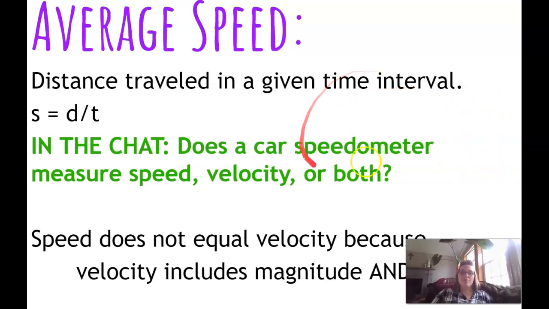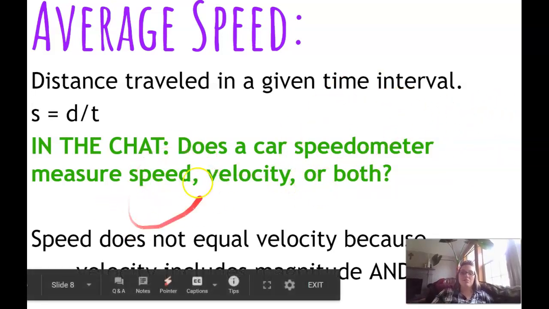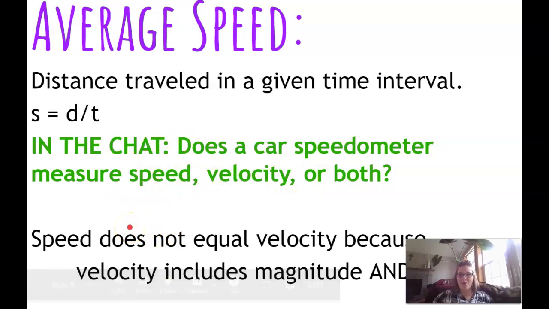So a speedometer measures only speed. It doesn't measure velocity. Think about it. That's why we call it a speed limit, right? It doesn't say a velocity limit. Otherwise, the direction would be important, right? You'd have to have a sign that says, well, you could drive only 20 miles per hour in the school zone down the street this way. But if you're going that way, no problem, 90 miles per hour.